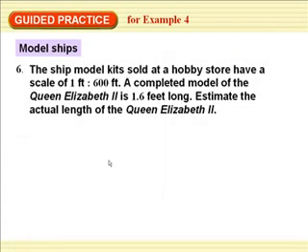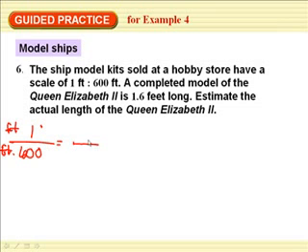Model ships. A ship model kit sold at a hobby store has a scale of 1 foot for every 600 feet. Because you can't take home an actual ship and build it in your house. You wouldn't have enough room, so they scale it down. So every 1 foot represents 600 feet of the actual ship. The completed model of the Queen Elizabeth is 1.6 feet long. Estimate the actual length. So every foot, we want to estimate its actual length. So 1.6 times 600.